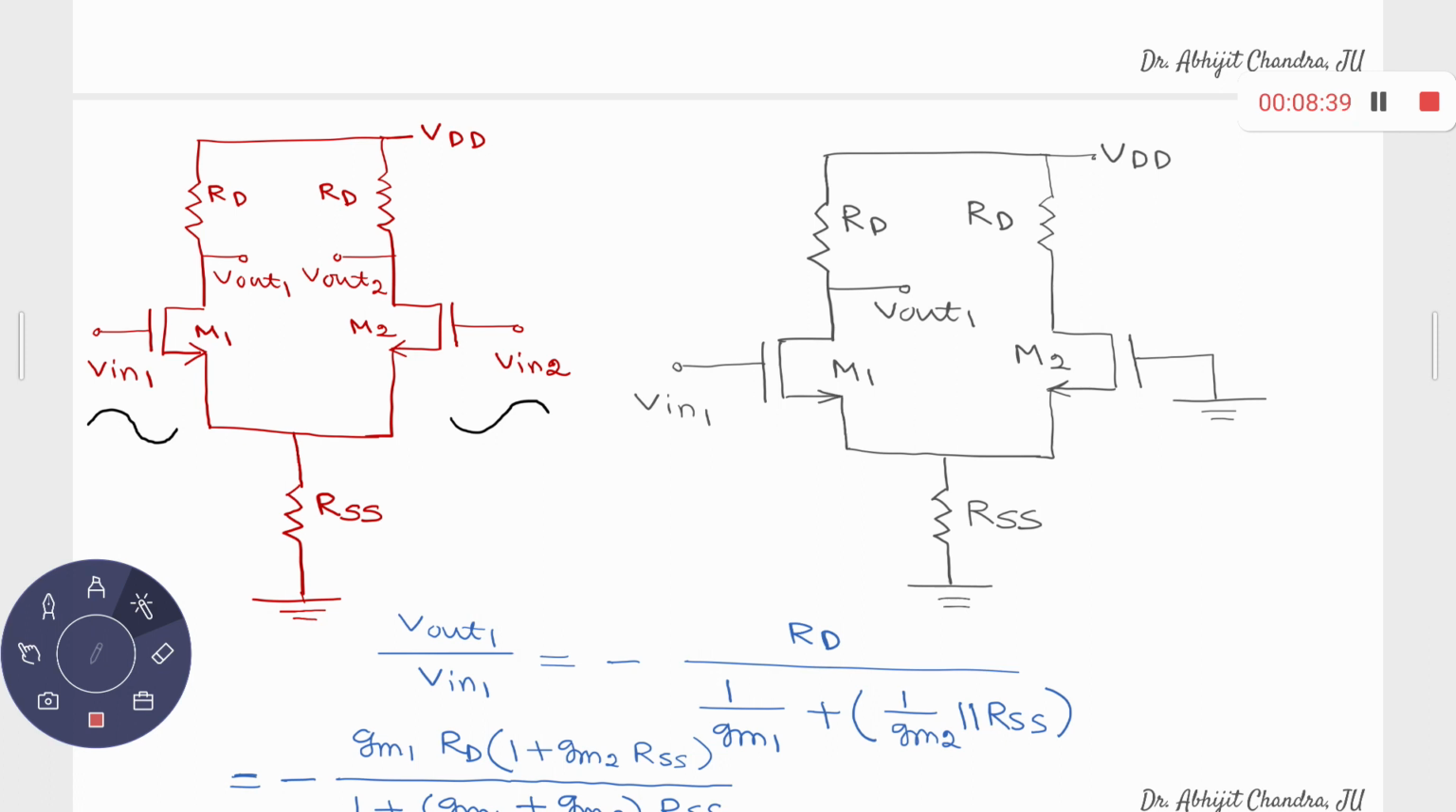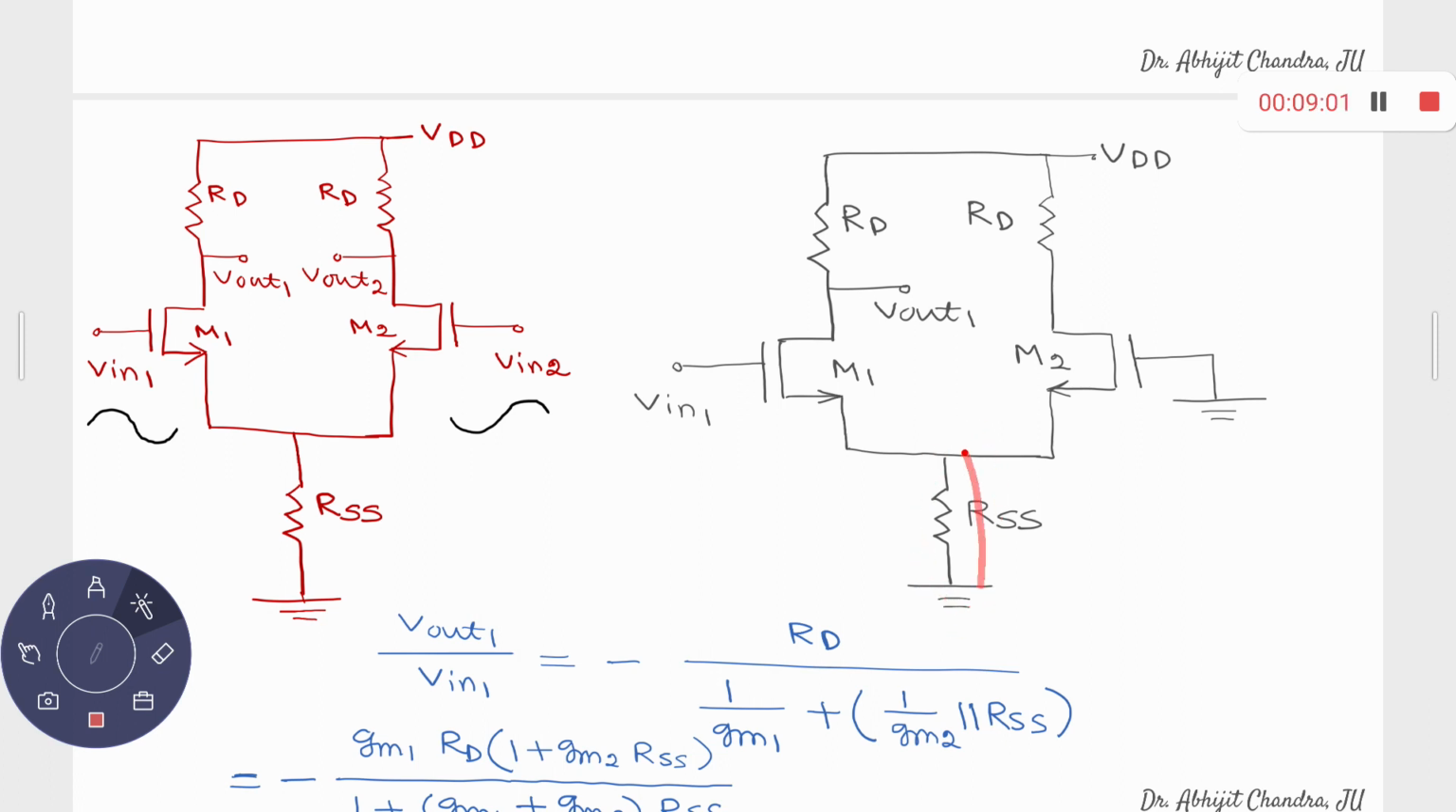So if V in 1 is acting alone, that means this gate, this M2, is having a 0 input at its gate. So V in 1 is applied only. Under this case, what will be the expression for your output voltage? I mean V out 1 upon V in 1 is once again common source with degeneration. But what is the degeneration resistance?